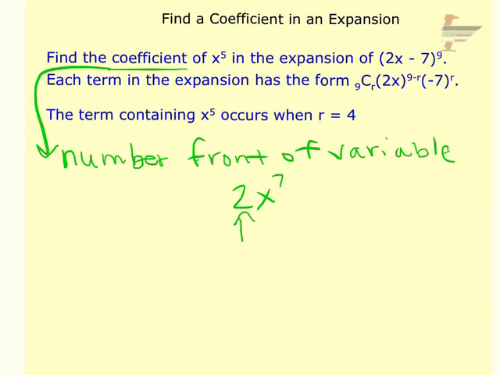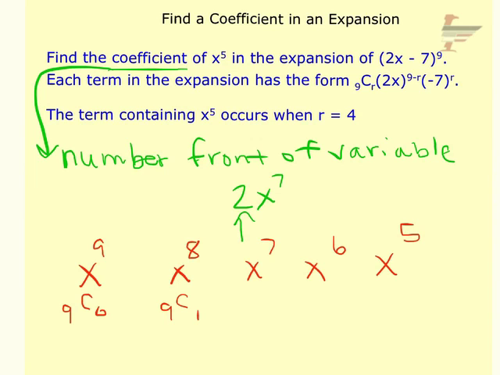Well, think about this. If you have x to the ninth, you're going to have x to the ninth, x to the 8th, x to the 7th, x to the 6th, x to the 5th. That would be matched up with 9 choose 0, 9 choose 1, 9 choose 2, 9 choose 3, and 9 choose 4.